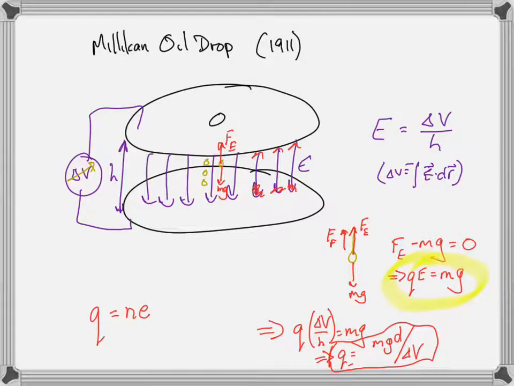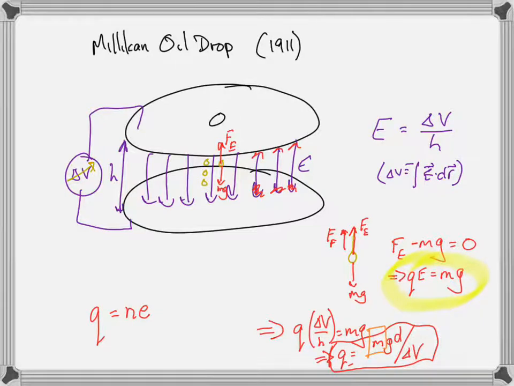What is m? What is the mass here? The mass is absolutely not the mass of an electron. It's the mass of the oil drop. Now, how does he know what the mass of the oil drop is? This is what's kind of amazing. What he does is he levitates the oil drop in order to figure out what delta V is, in order to get this equation.